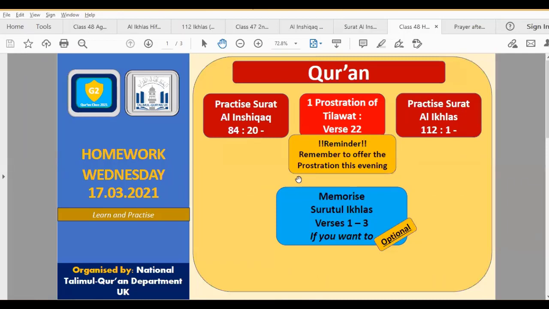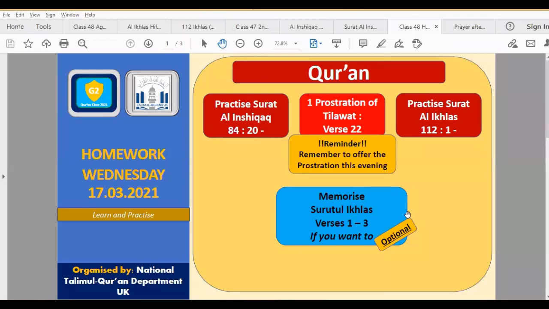Another homework is to practice Suratul Ikhlas. And if you could please practice from verses 1 to 3, which is the verses that we covered in today's class. And as an optional homework, you can also start to memorize Surah Al-Ikhlas if you don't know it already, verses 1 to 3. So that's just the verses that we've covered today. Okay, so if you want to, and I'm sure you all know this surah off by heart, but as I said in the beginning, it's important that we memorize it with the correct pronunciation.